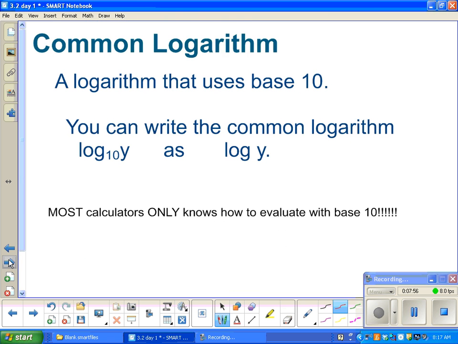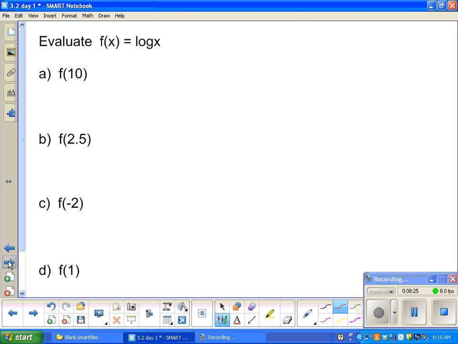Common log. This is what messes most people up. A logarithm that uses base 10. If it is not written, it's assumed to be base 10. That's like a coefficient on x. If it's not written, it's assumed to be 1. Most of our calculators, not all, but most calculators only know how to evaluate with base 10. We'll deal with those properties later. So now we're going to play with our calculators, and we're going to evaluate this.